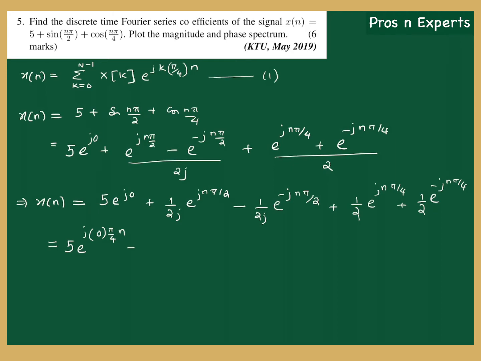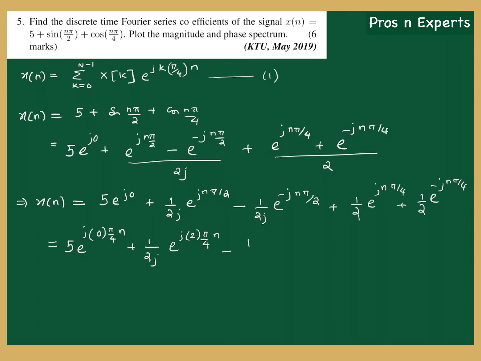No problem. Plus the next term is 1 by 2j into, instead of e raised to j n pi by 2, let me write it as e raised to j into 2 into pi by 4 n. Is there any difference? Not at all, because e raised to j into 2 into pi by 4 n is same as e raised to j into pi by 2 n. So this term and this term are exactly the same. I've just modified it like this. We will see why I have written like that.